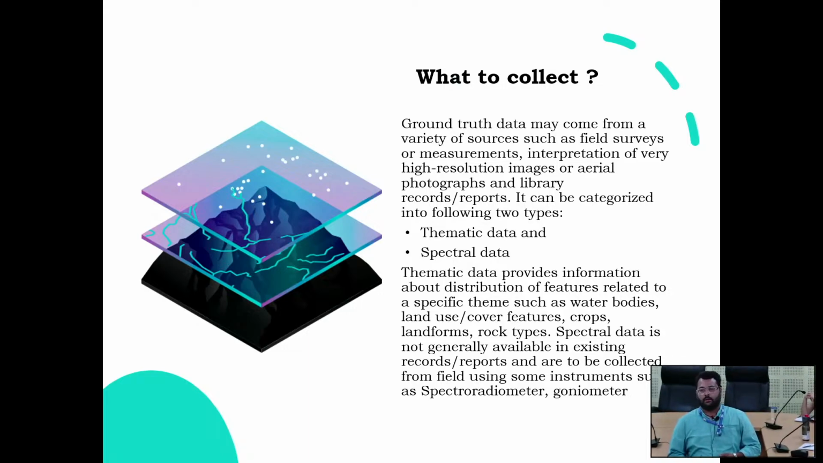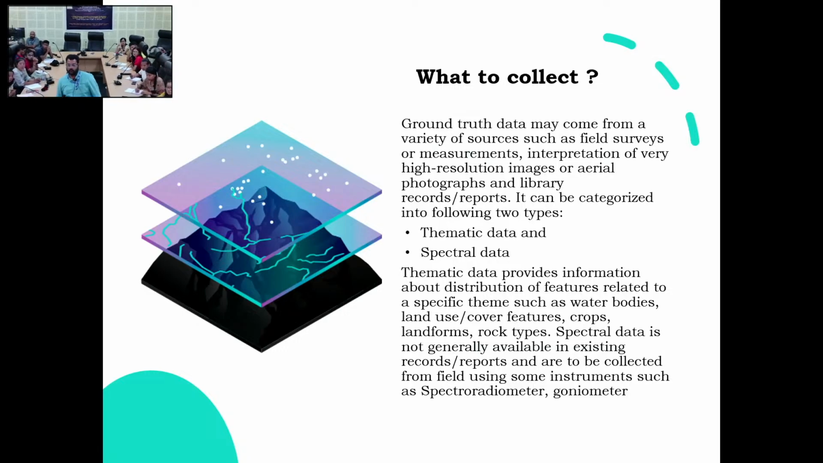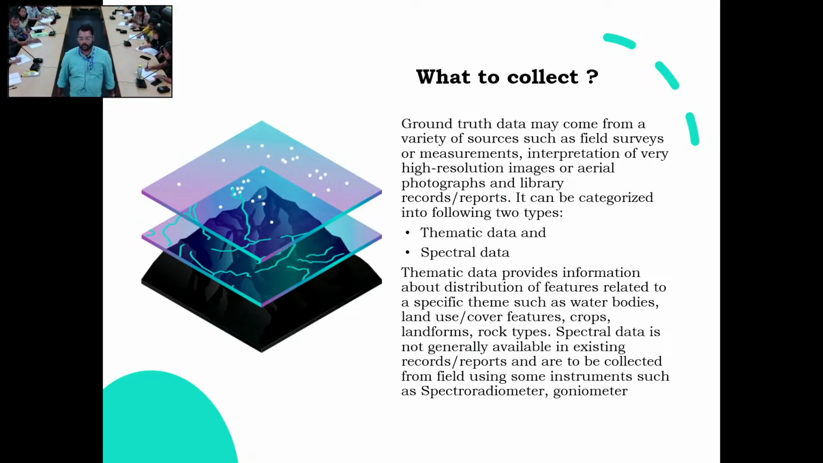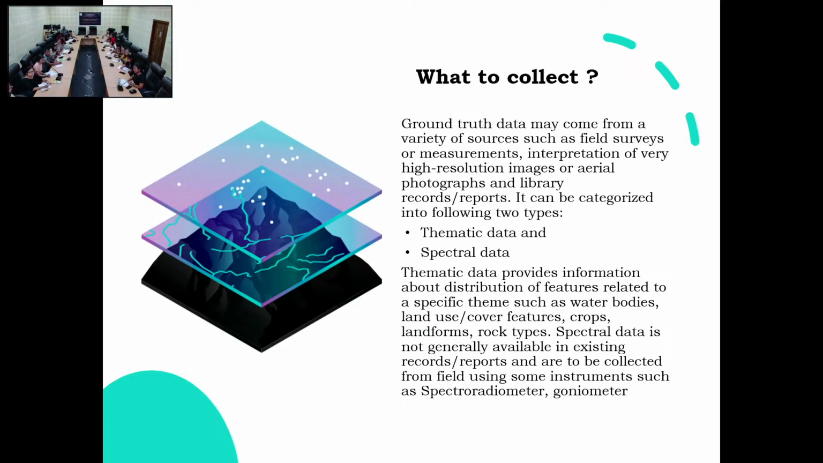Ground truth data may come from a variety of sources such as field survey or measurements, interpretation of very high resolution images, aerial photographs, and library reports. It can be categorized into two types: thematic and spectral. So, you all understand thematic and spectral.